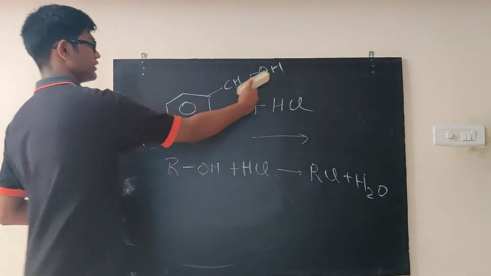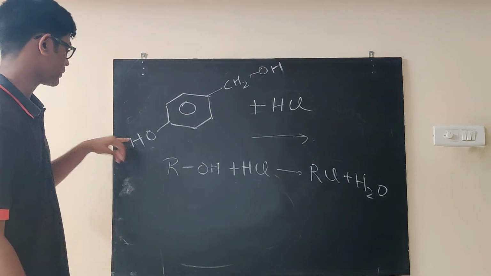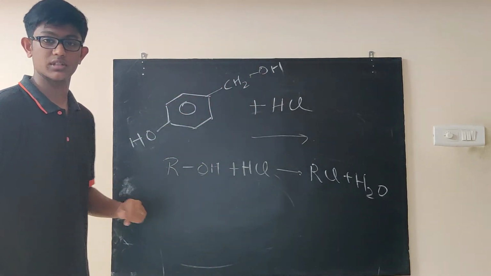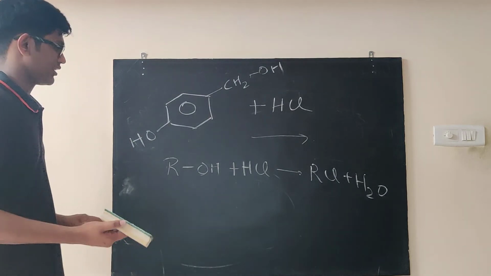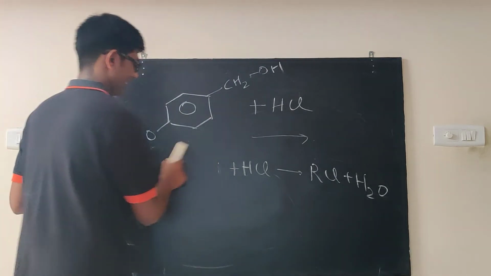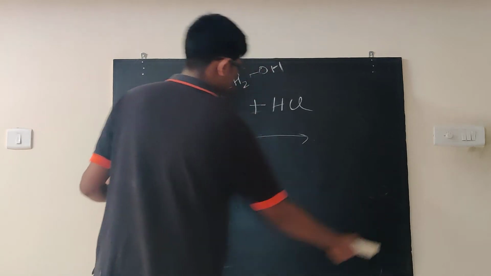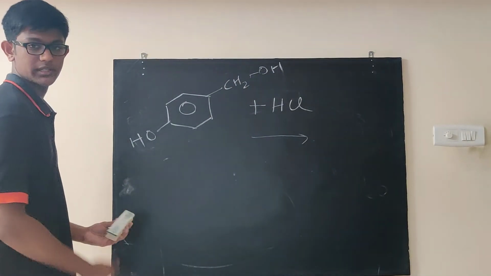Maybe this OH and this OH are replaced. Or maybe only this OH is replaced. Or maybe only this OH is replaced. Or maybe both are not replaced. Obviously the fourth one is not possible. It's not going to happen. So we've got to check which one of these is eligible for replacement, right?